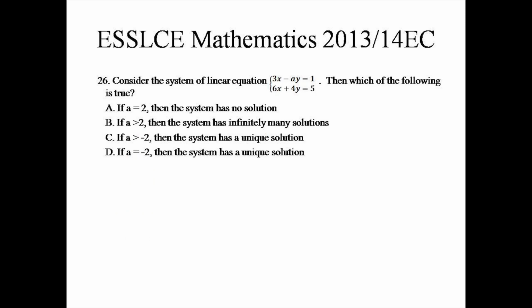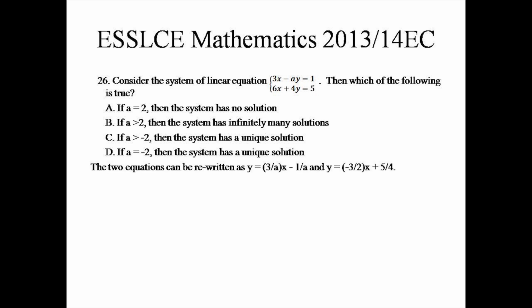Question number 26. Consider the system of linear equations ax minus ay is equal to 1 and 6x plus 4y is equal to 5. Then which one of the following is true? A. If a is equal to 2, then the system has no solution. B. If a greater than 2, then the system has infinitely many solutions. C. If a greater than negative 2, then the system has a unique solution. D. If a is equal to negative 2, then the system has a unique solution.